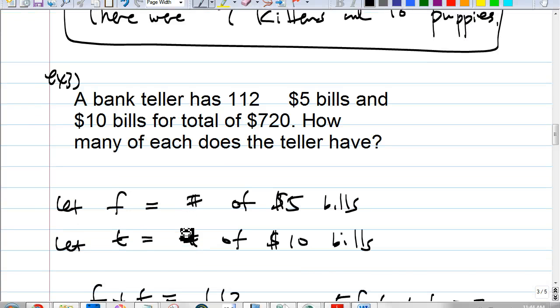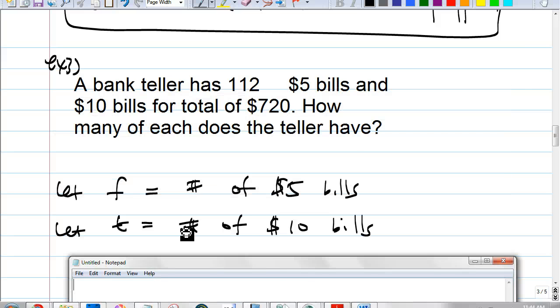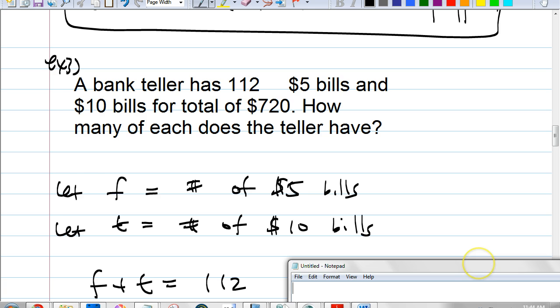That's correct. It says that when you add them together, I think I have the answer. When you add them together, it should equal 112 bills, right? So if you add the number of $5 bills plus the number of $10 bills, we have 112.